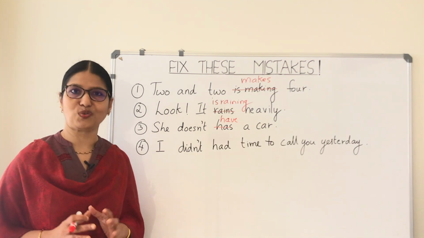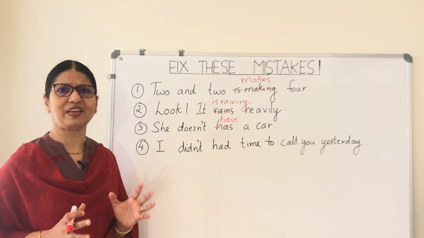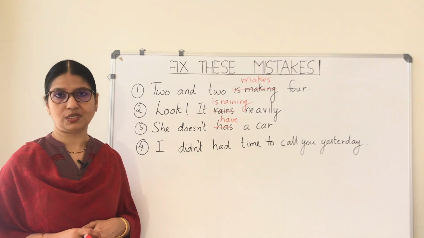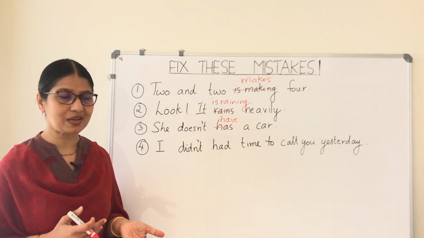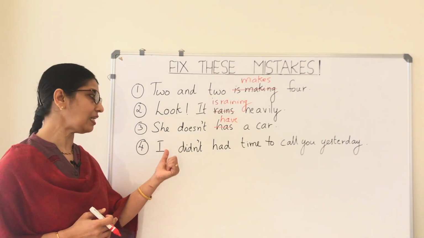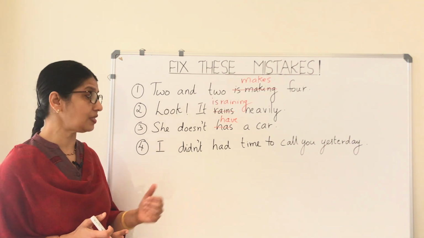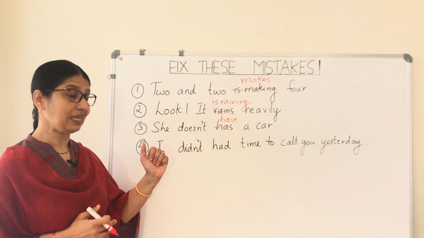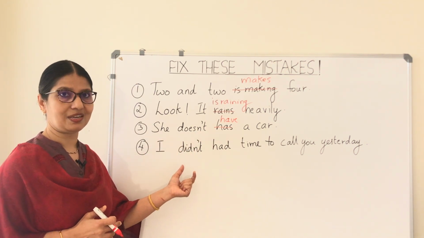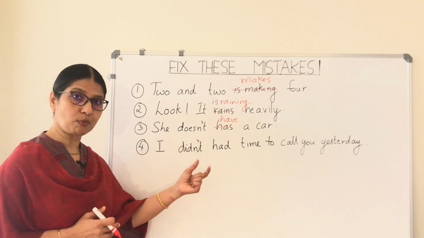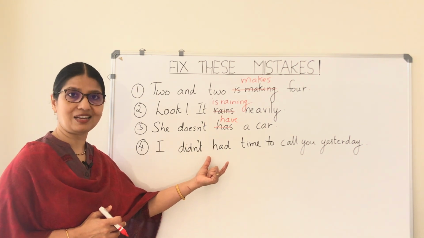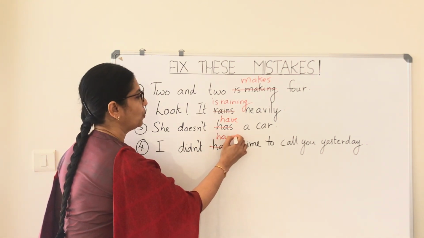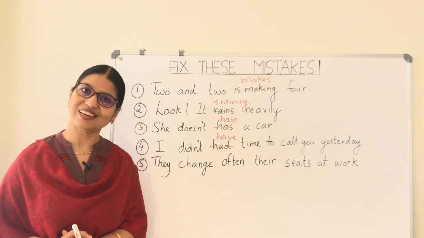Now moving on to the fourth question, and here you find yet another very common mistake. I didn't have time to call you yesterday. So here I'm talking about something that happened in the past. So I use the past simple tense, but a negative form is used. That's why I used the helping verb did. And did is used because it's past tense. But then once the helping verb is used, it should be followed by the root form of the verb. So it should never be had. The root form is have. So here again had is to be changed to have. The next question is ready for you.